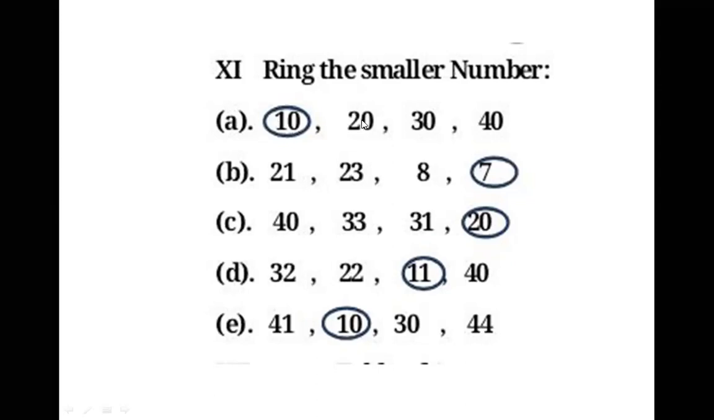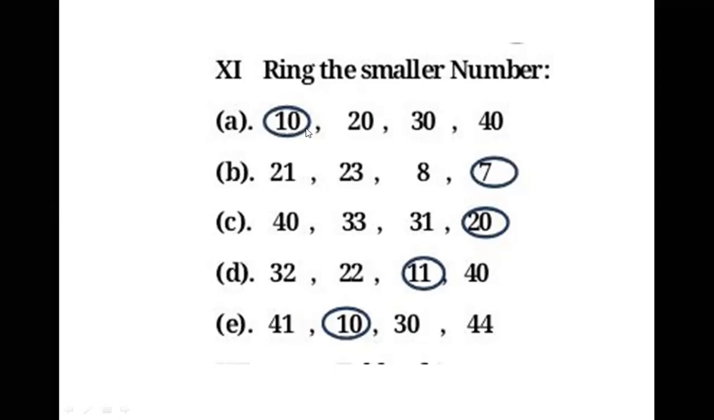10, 20, 30, 40. What I told you, my dear, when you are comparing the numbers, see the first number. What is this here? 1, and here 2, and here 3, here 4. So which is the number? 1 is smaller. So we have to circle the 1.